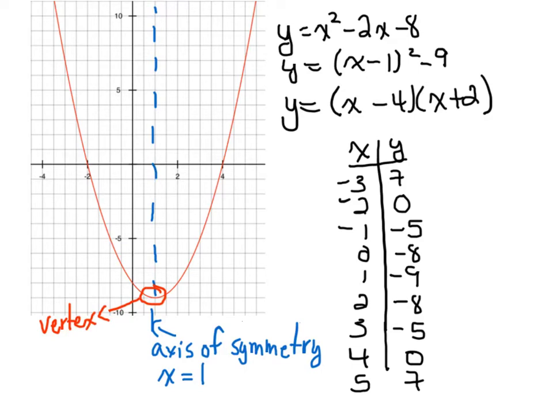And how we can identify the vertex from the table of values is that if we know we have symmetric points on a graph, and how we can tell if we do have symmetric points is their y values are the same. So here 5 and -3, they're symmetric points because 7 is the same y value. -2 and 4, -1 and 3, 0 and 2, and here this is halfway in between these symmetric points. So this is where our vertex is.